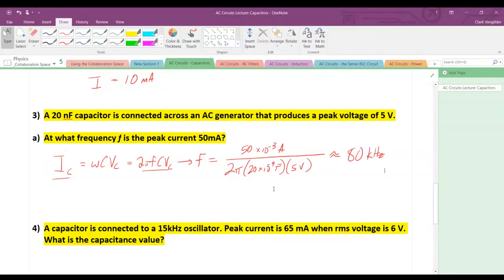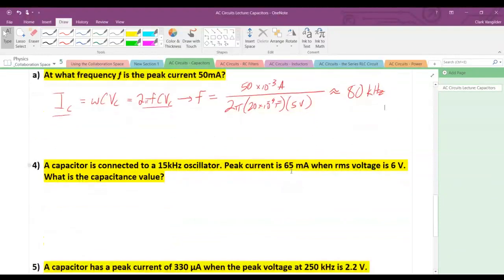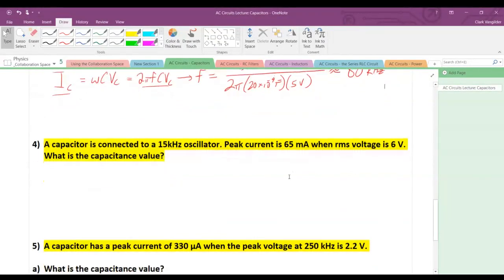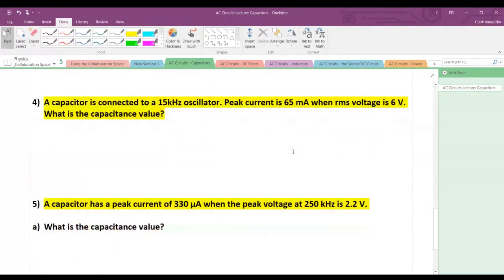And so this is the math side of it, which I'm sure you did some of in that course, and if not, you will. All right, moving on. A capacitor is connected to a 15 kilohertz oscillator, peak current 65 milliamps, when RMS voltage is 6 volts. What is the capacitance value?